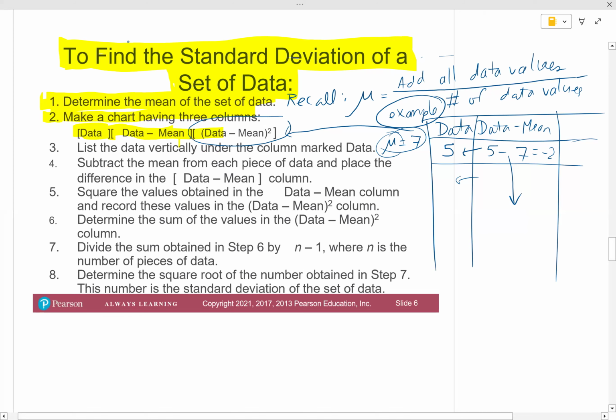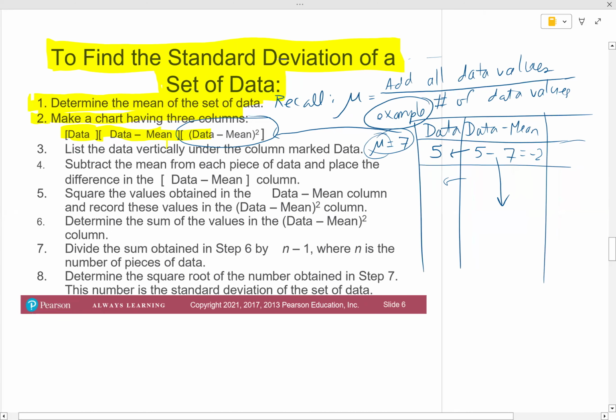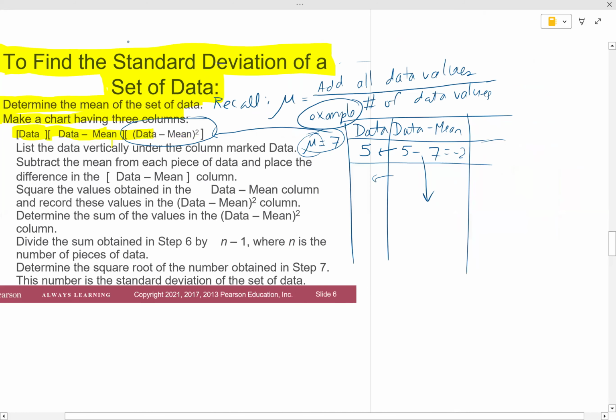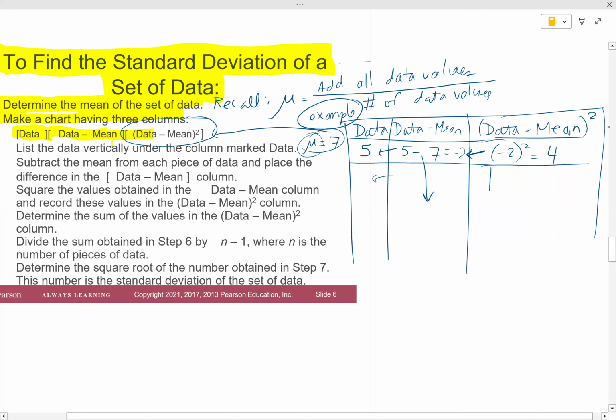And then the very last column you want to do is you're just going to raise whatever you got in the previous column to the left, you're going to raise that to the second power. It's the data value minus the mean, which we had already calculated in the previous part of this row right here. And then you raise that to the second power. So in this case, -2 is what we got for the data value minus the mean. I raise that to the second power and get 4. And then I just keep doing that for all the data values.